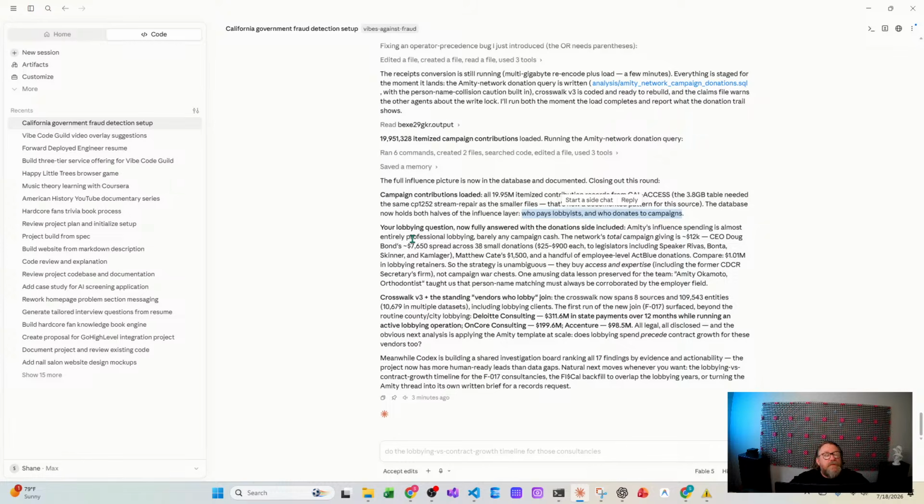Amity's influence spending on lobbying is professional lobbying, barely any campaign cash. Gifts spread across a lot of small donations, including Speaker Reba's. Oh, Bonta, shocker.